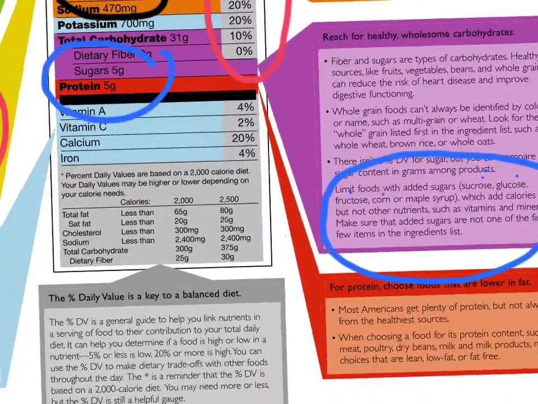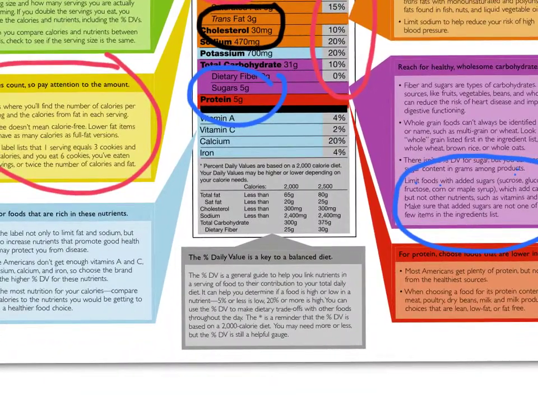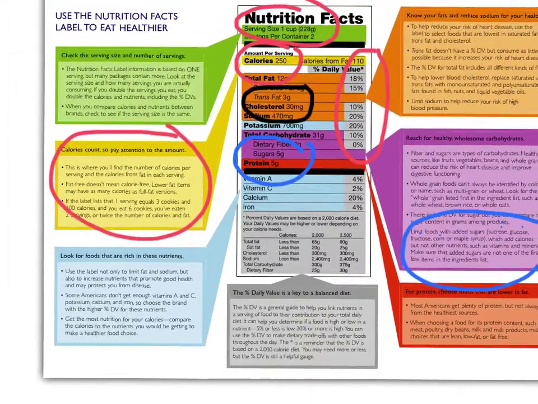And usually in the ingredients, if sugar is one of the first ingredients listed, that means there's a lot of it. So if you look at the list of ingredients, the ones at the top of the list are what it contains the most of. So you need to be careful with that too. So this is just really quickly looking at a food label.